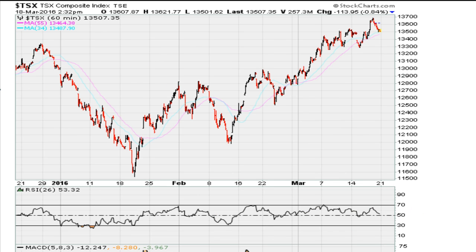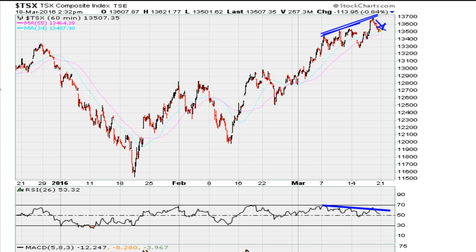If we take a look at the hourly for the TSX, we can see here an improvement in price highs over the last couple of weeks, yet the RSI made a lower low. So this negative divergence could be a problem in the near term, suggesting that this pullback that began, I believe, on Thursday might have more downside attached to it because of this clear negative divergence.